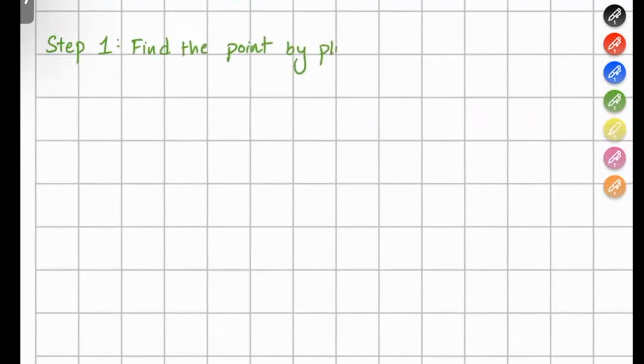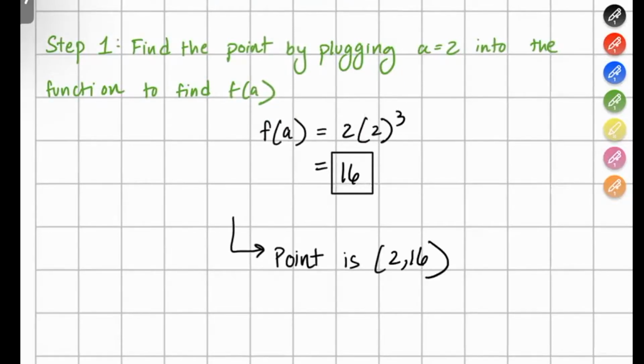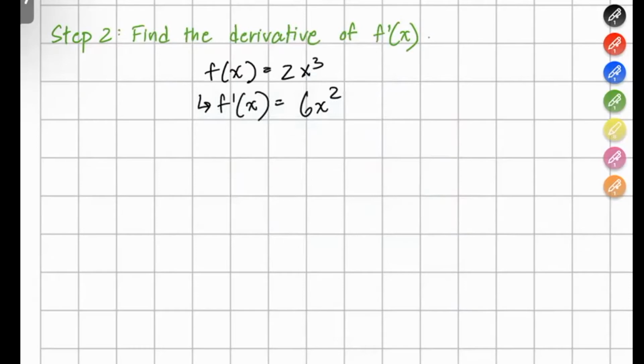For our first step, we find the point by plugging a equals 2 into the function to find f(a). f(a) equals 2 times 2 cubed, which equals 16. That gives us our point as (2, 16). In step 2, we find the derivative. f(x) equals 2x cubed, which gives us 6x squared as the derivative.